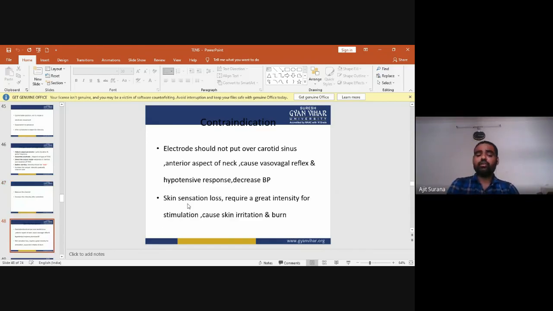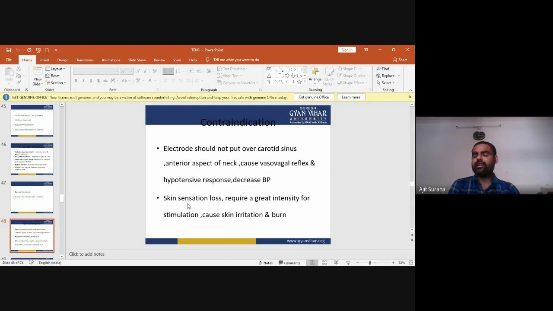Now next is the contraindications of TENS. Electrodes should not be put over the carotid sinus, the anterior aspect of the neck, because they cause vasovagal reflexes and a hypotensive response, due to which there is a decrease in BP.